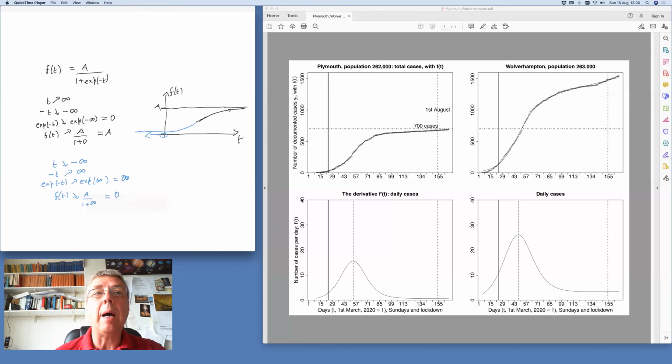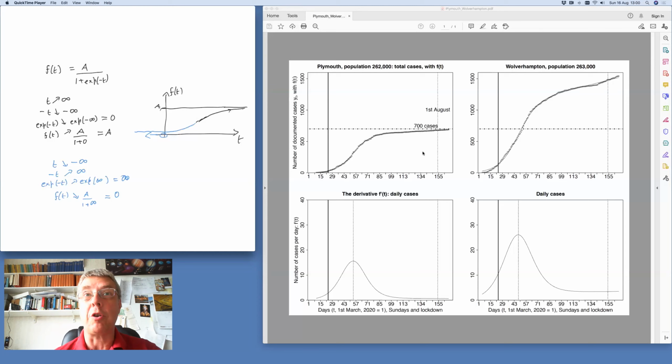So if we look back at our graph, as I said before, our function is tending up to the value of 700. Whereas if we look at Wolverhampton, our graph is still increasing. So it's difficult at this point to see exactly where that's going to tend up to, but it's certainly going to increase to a higher level than the Plymouth value.